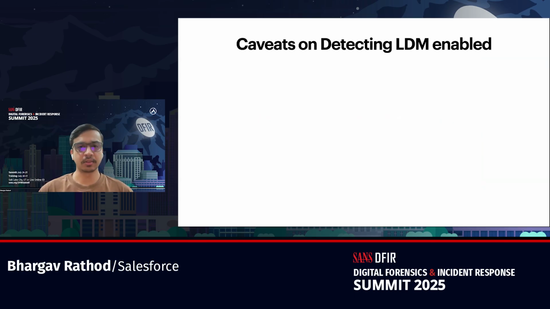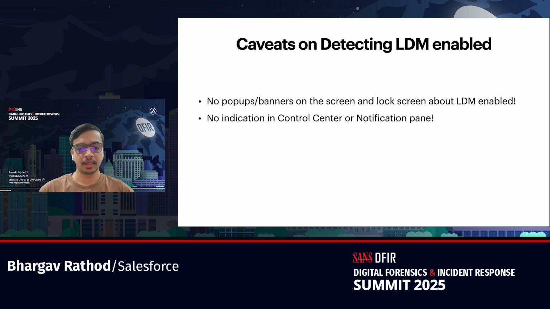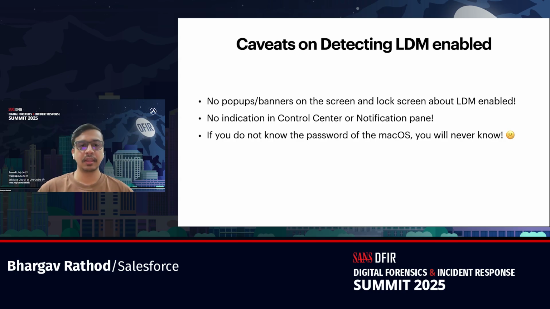Why is it actually difficult to detect lockdown mode? You would not see any pop-ups or banners on your screen, in both the locked and unlocked state. There are no indications in your control center or on your notification pane. So even if it's enabled, you do not get to know that this mode is enabled. And if the device is locked, and you do not know the password of that device, you'll never know whether lockdown mode is enabled or not.